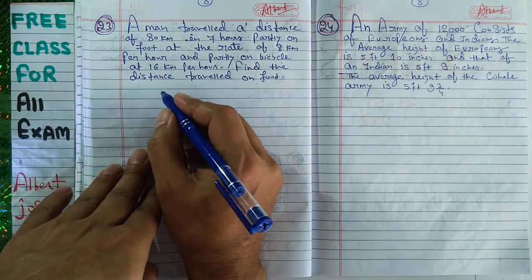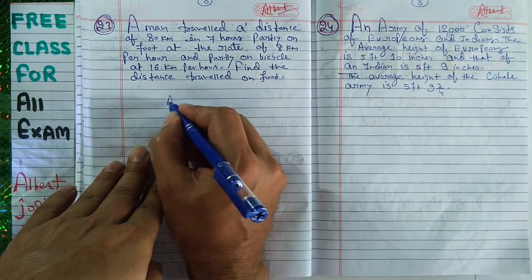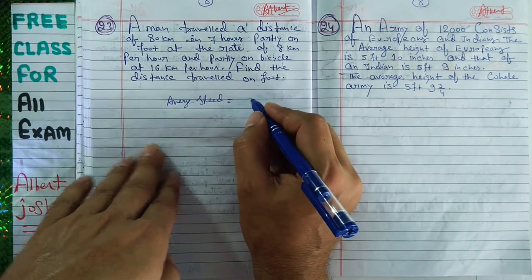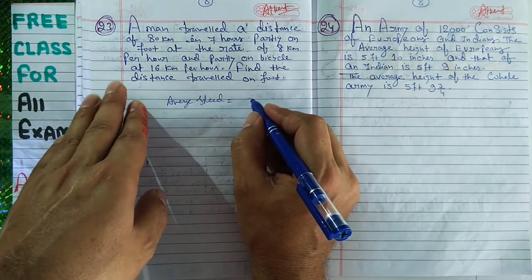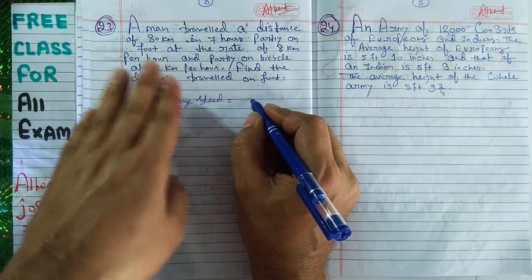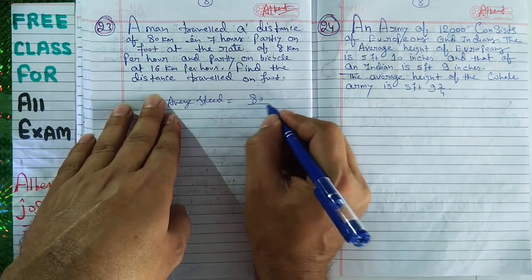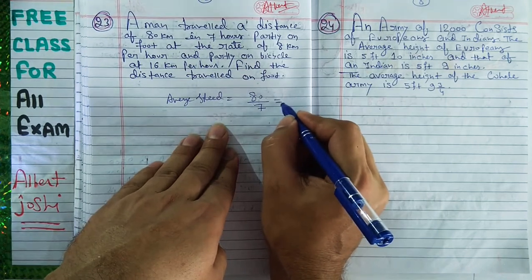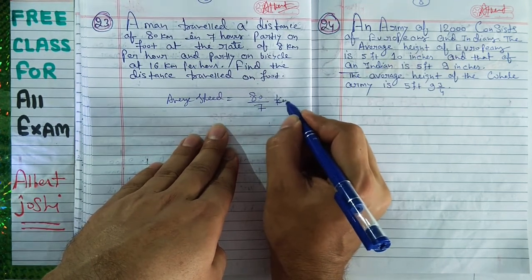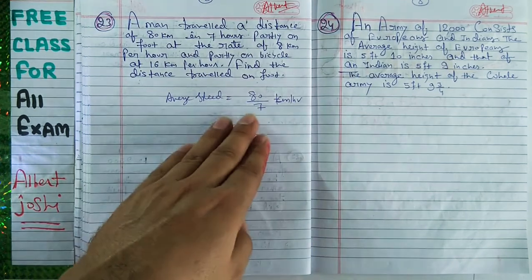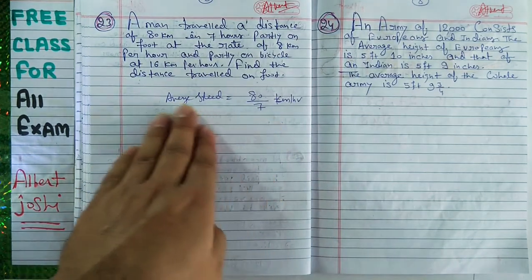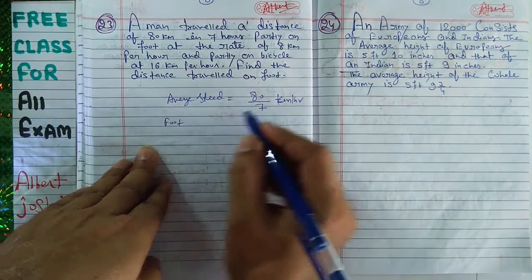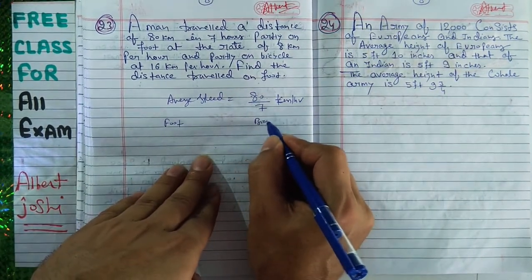At first you have to find the average speed. Overall speed is overall distance upon overall time. Overall time is 7, overall distance is 80. So 80 upon 7 kilometer per hour is the overall average speed. Now we write here on foot, and here he is using the bicycle.